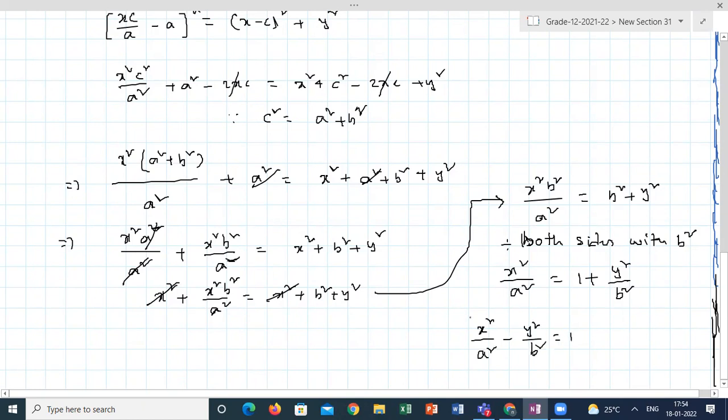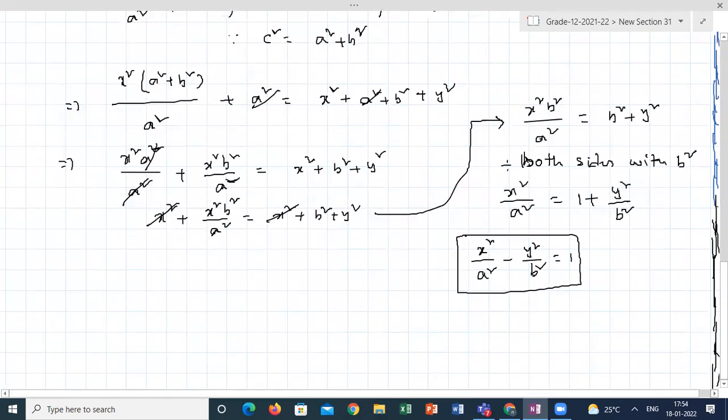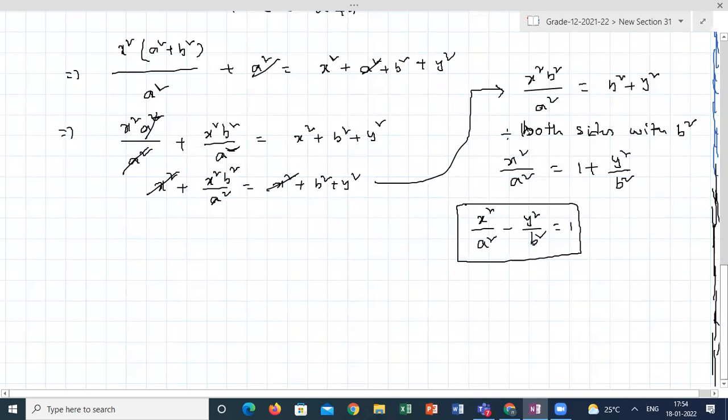Same way, if the y-axis is my transverse axis, how will we get it? So y square upon b square... sorry, x square upon b square minus y square upon a square equals 1. Correct. Simple.